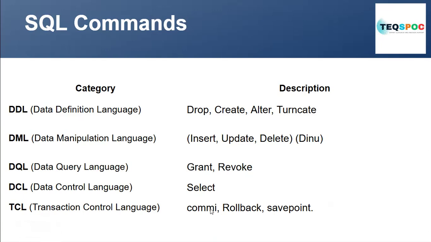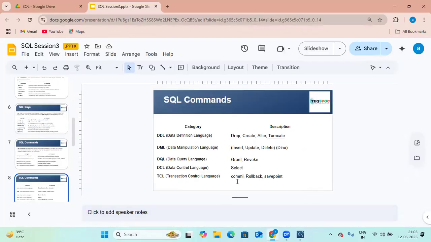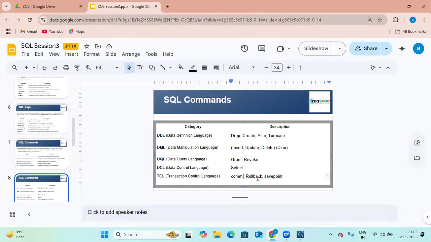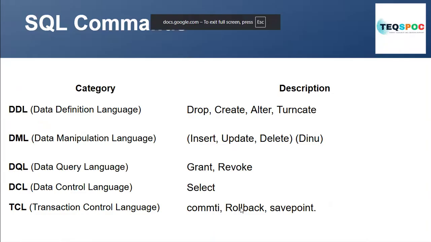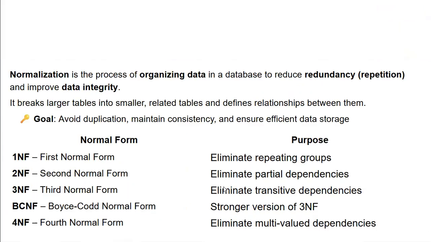Commit means after committing, the record will be saved. Rollback means it rolls back your query if it is not saved, and savepoint is basically for saving the record.